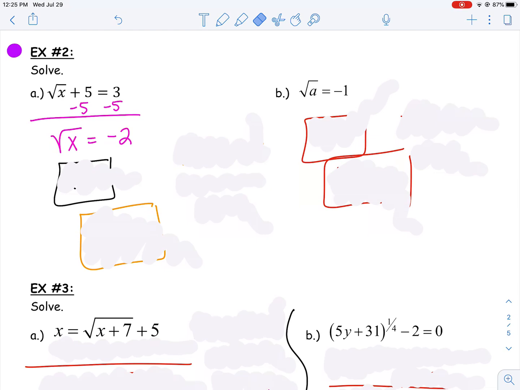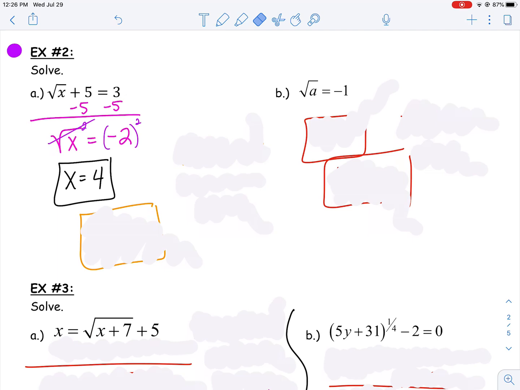Now we can get rid of the radical. We can get x by itself by, remember, squaring both sides. So I want to square this side, and I want to square the negative 2. You notice that I put it in parentheses because I want to make sure that I square the whole thing. The square and the square root cancel each other out on the left side. Negative 2 squared, that's negative 2 times negative 2, gives me positive 4.